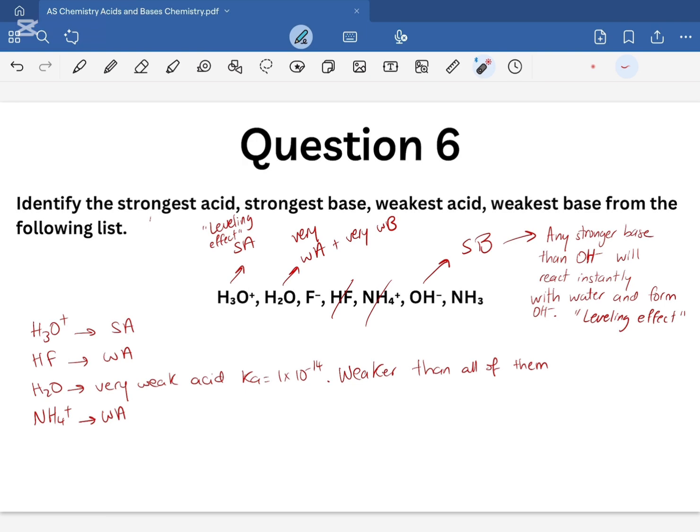Now we want to go over the weak acids. So HF is a weak acid. NH4+ is a weak acid because it is the conjugate acid of NH3, and NH3 is a weak base. So HF is a weak acid and NH4+ is a weak acid. However, H2O is a very weak acid. It has the Kw, which is equal to 1 times 10 to the power minus 14. So it's going to be weaker than all of the acids over here.